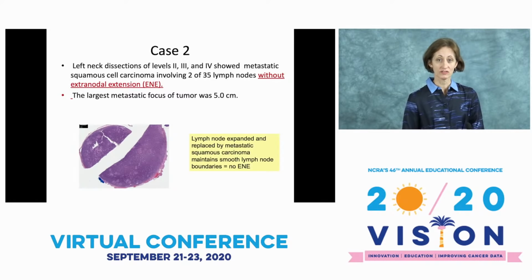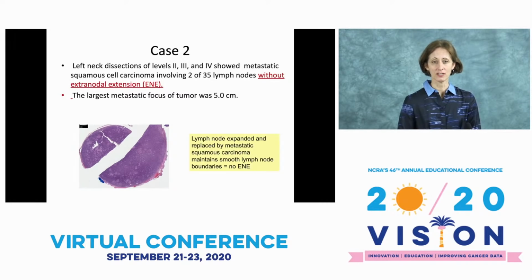We know the largest was 5 centimeters, but on pathologic examination, there was one more. So compared to that first case, which I showed you infiltrating fat, and we got to measure it, even at low power here, we can see that it has a nice smooth border. And so this is in fact no ENE or extranodal extension. And again, it does not change our pN, but is a factor that is recorded for each chapter.